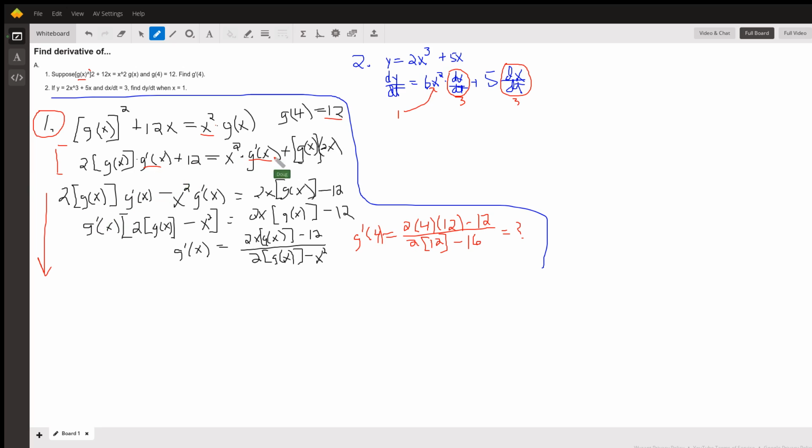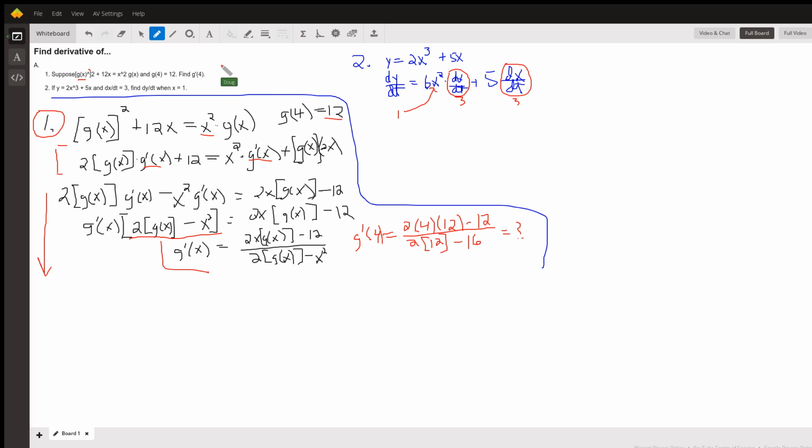the other terms on the right side of the equal sign, factor out the g prime, leaving this coefficient of g prime, and then divide the right side by the coefficient of g prime. And there's your general formula. Now we want to find g prime of 4, which means wherever we see an x, we'll put in a 4, and wherever we see a g of 4, we'll put in a 12. I'll let you finish the evaluation.